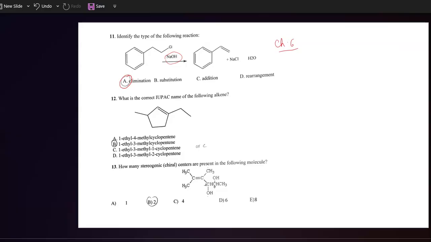Next one is asking what is the correct IUPAC name of the following alkene. You have to number it in such a way that you give the lowest number to the double bond. So you will go from here 1, 2, 3. At the first position you have an ethyl group, so 1-ethyl, 3-methyl, cyclopentene, and B is your correct answer. The next question is asking how many stereogenic or chiral centers there are in the molecule. You can see that we have 2 chiral centers. Your double bond carbon atoms cannot be chiral centers, so the only chiral centers you have here are these 2. So that's why the answer is 2.